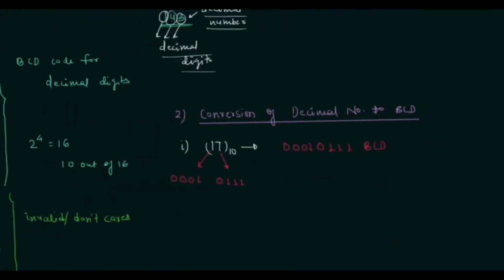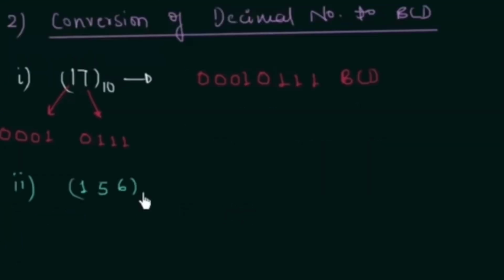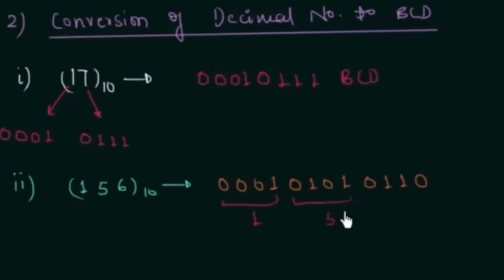Now we will move to the next example, which will make these things more clear. In the second example, we have to represent 156 as its equivalent BCD number. First, I will represent 1. 1 is represented by 0001. 5 is represented by 0101. You can refer to the table. And 6 is represented by 0110. So this is 1, this is 5, and this is 6. Very simple. And they are in BCD. I think you now know how to convert a decimal number to BCD.